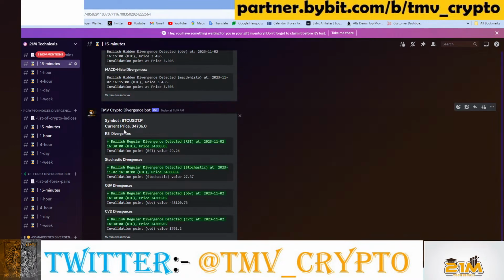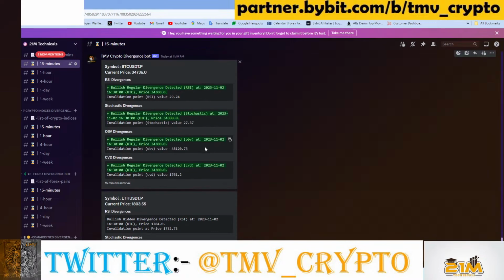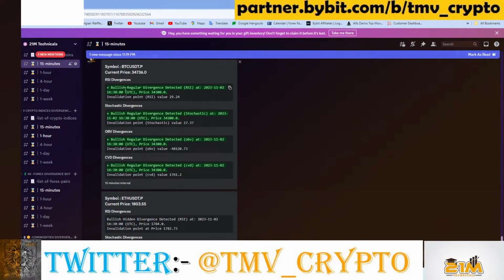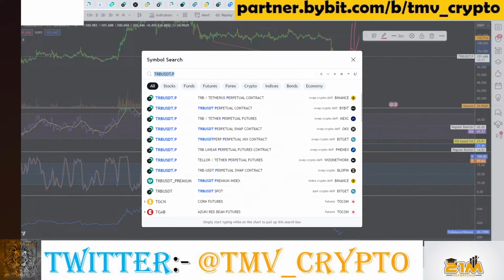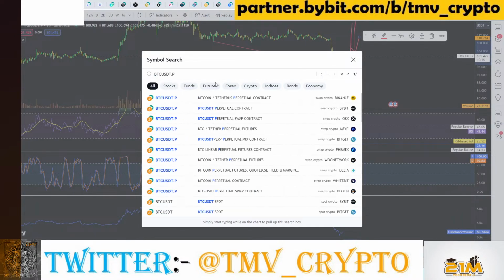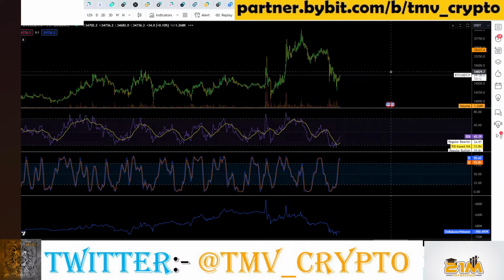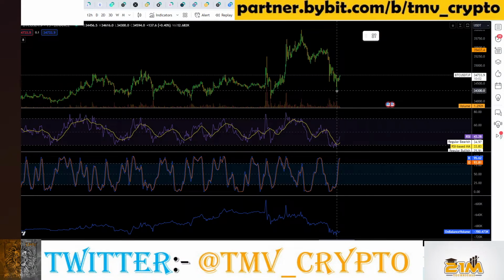But I have a logic, and now you have a strong 15 minutes divergence on Bitcoin. It is a bullish regular divergence detected on RSI, stochastic, or maybe anyone's cumulative volume delta is bullish. So if you go here and check the Bitcoin charts on the 15 minutes, the divergence just came. Go to the Binance chart on the 15 minutes.